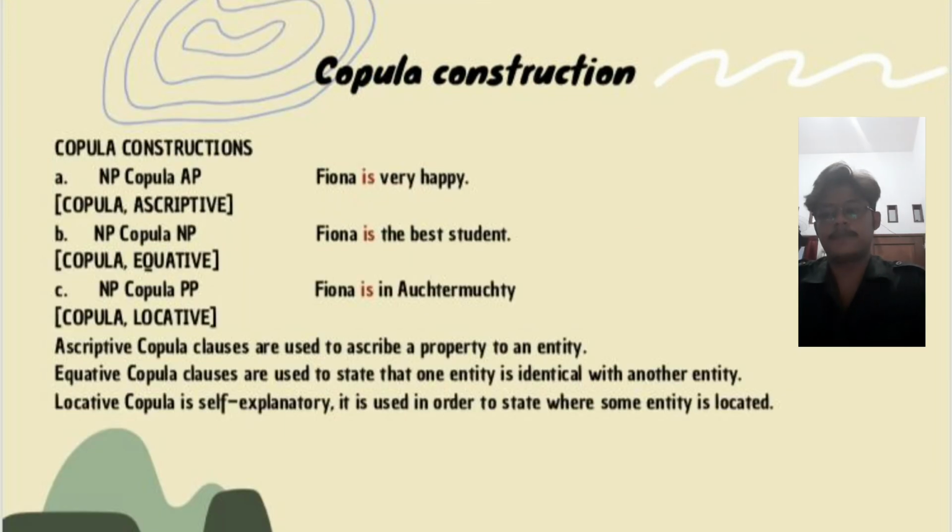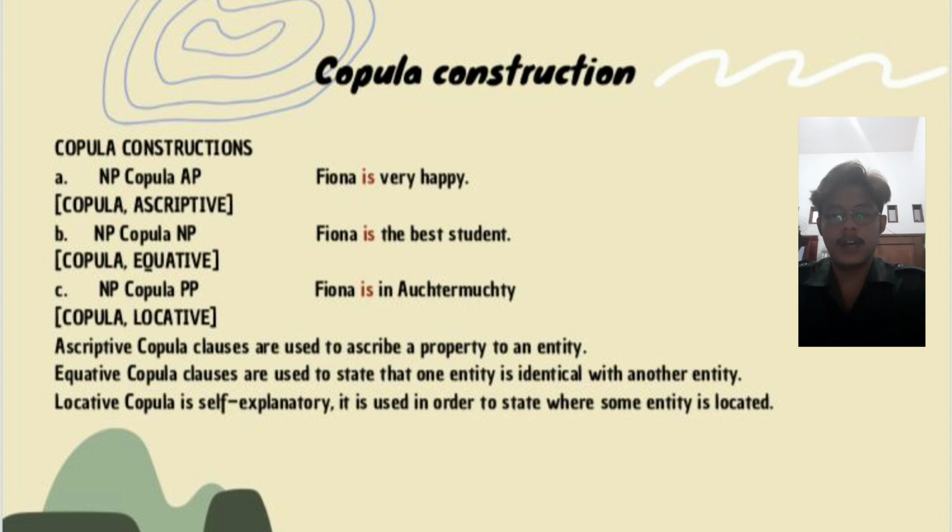Copula construction. The first example shows Fiona as the noun phrase and is, with the highlight, as the copula, and it links the subject noun phrase with another phrase. In example A, the copula is links the subject noun with the adjective phrase very happy, and this can be identified as an ascriptive copula, which is used to ascribe a property to an entity.